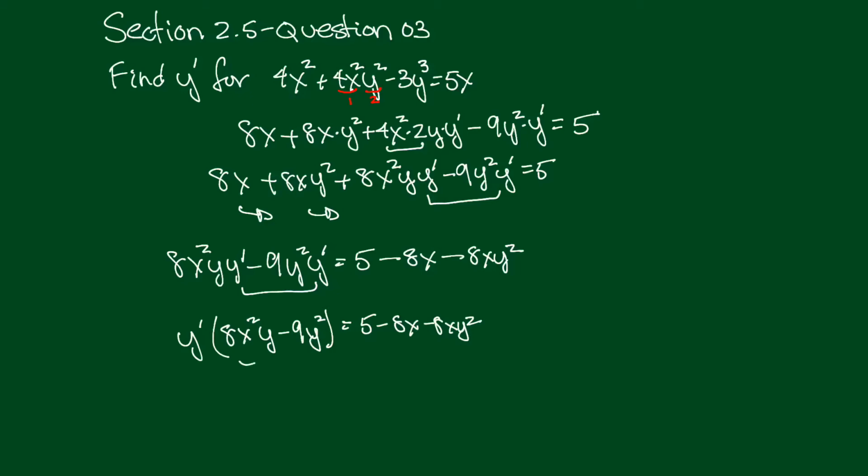One more step, let's just make that division. So we will get y prime is equal to 5 minus 8x minus 8xy squared over 8x squared y minus 9y squared.